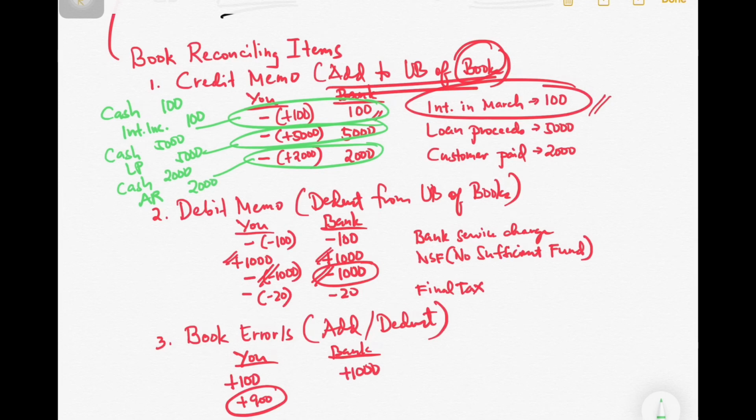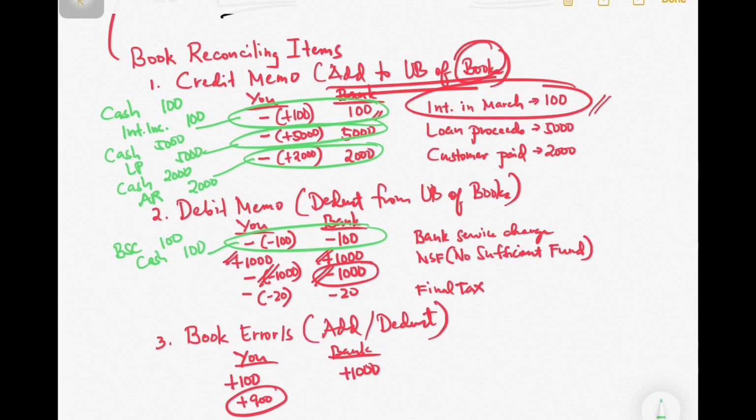How about for this charge, bank service charge? Of course, that's payment. You are charged, your money was reduced. So you'll debit bank service charge. Consider this one as an expense. 100. Credit cash. 100.